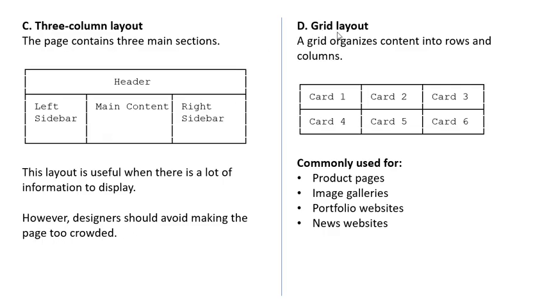And fourth is the grid layout. Grid layout arranges content into rows and columns, so three columns to show, and two rows in the columns. It is commonly used for product pages, image galleries, portfolio websites, and news websites.